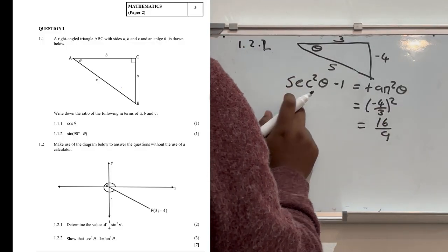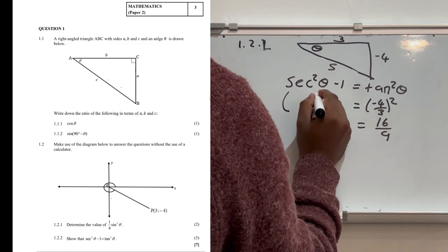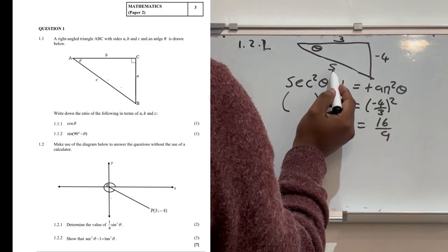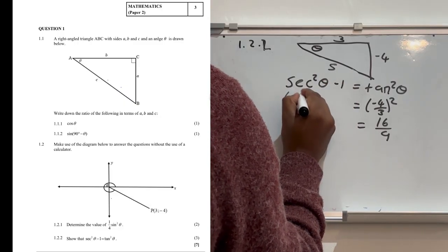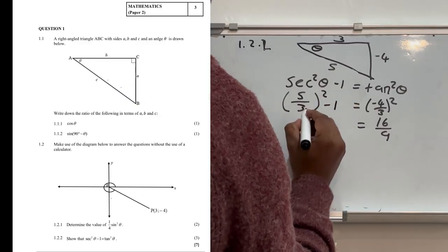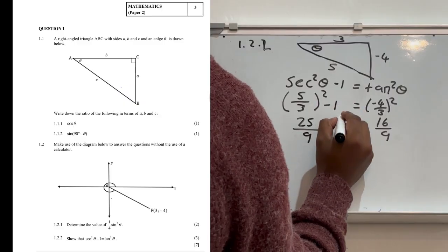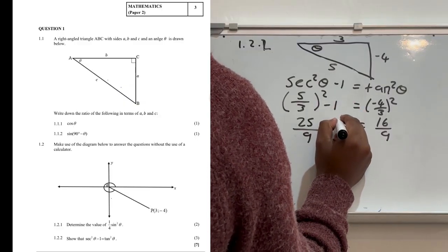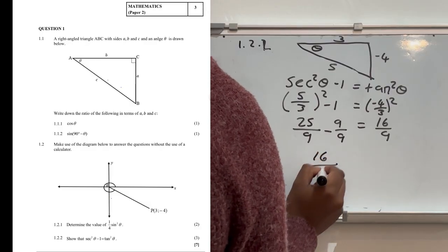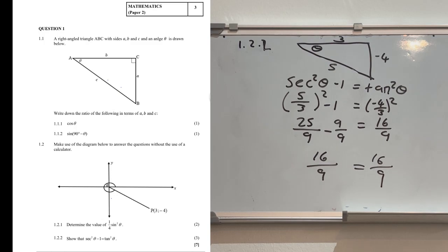Sec is basically 1 over cos. So cos is adjacent over hypotenuse. So now we just need to flip it, so we're going to say that is 5 over 3 squared minus 1. So then that is 25 over 9 minus 1. 1 we just make it as 9 over 9. So 25 minus 9 is just 16 over 9, which is then equal to 16 over 9. That's how we prove it.